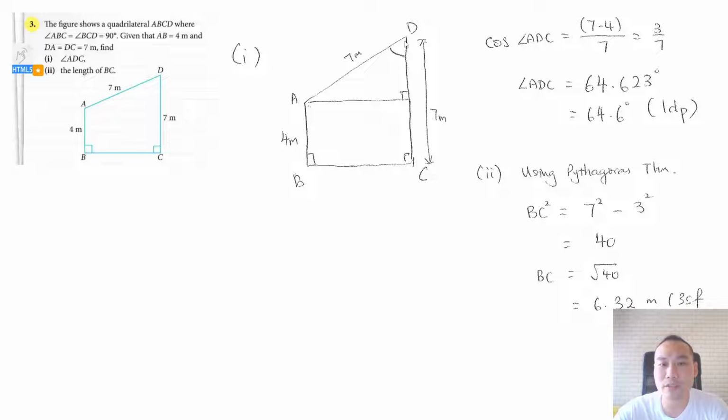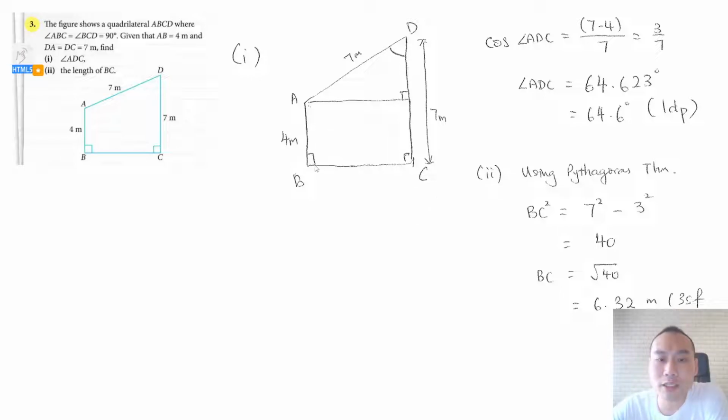We can figure out the angle ADC by applying cosine, because we already know the hypotenuse, which is 7, and the adjacent is the difference between the two lengths, 7 meters minus 4 meters, which is 3 meters. So 3 over 7, work it out. The angle ADC is inverse cosine of 3 over 7, which equals 64.6 degrees. For angles in degrees, it's recommended that we round off to 1 decimal place.